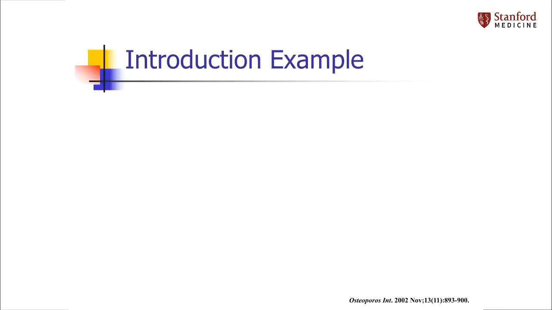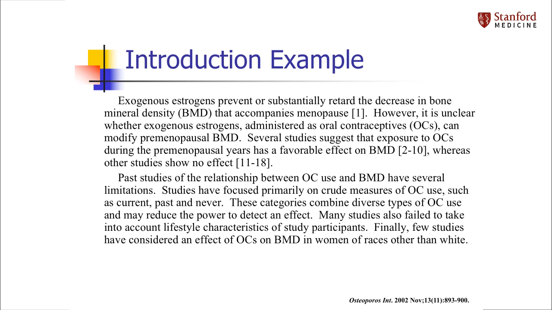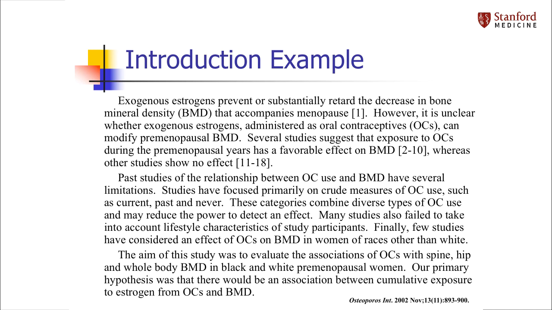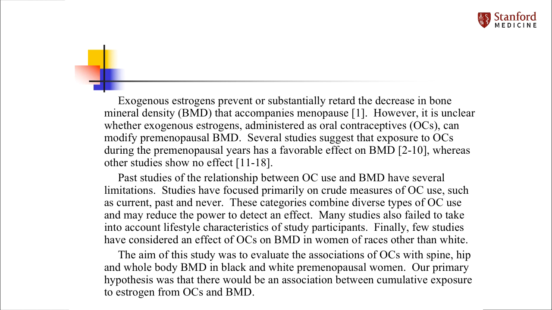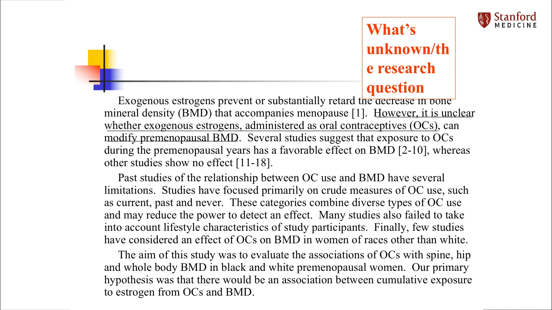Okay, one more example. This one is actually 3 paragraphs long. So this is a study looking at exogenous estrogens in young women to see whether it affects their bone density. So this one starts with the what's known. So we know that exogenous estrogens, that is giving women estrogen in postmenopause, that increases bone mineral density. That's well established. Okay, now we jump to the what's unknown. It's unclear whether when you give exogenous estrogens in the form of the oral contraceptive pill to young women, it's unclear whether that affects their bone density.